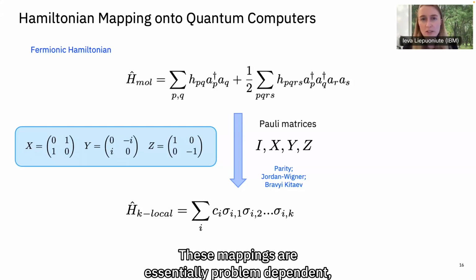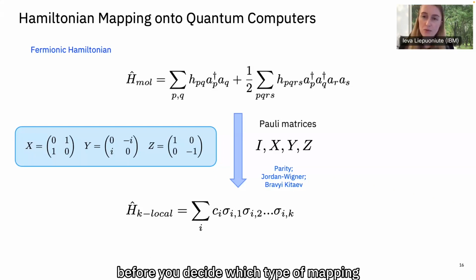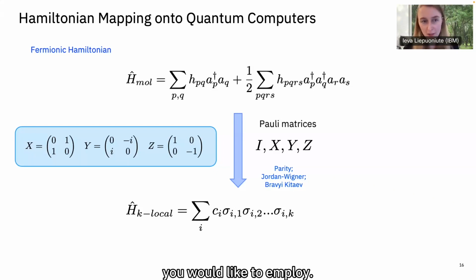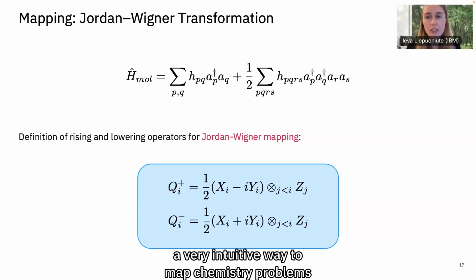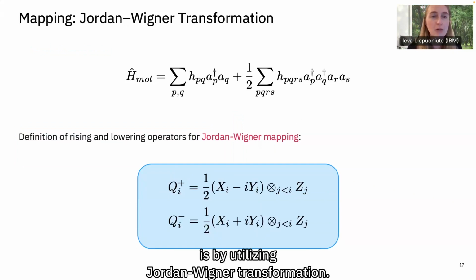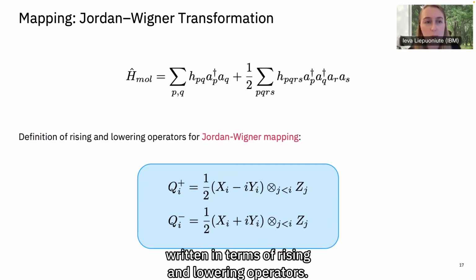These mappings are essentially problem dependent, and a lot of times you have to consider the problem at hand before you decide which type of mapping you would like to employ. But just to give you an example, a very intuitive way to map chemistry problems onto quantum computers is by utilizing the Jordan-Wigner transformation. And again, here at the top of the slide, we see the fermionic Hamiltonian written in terms of raising and lowering operators.